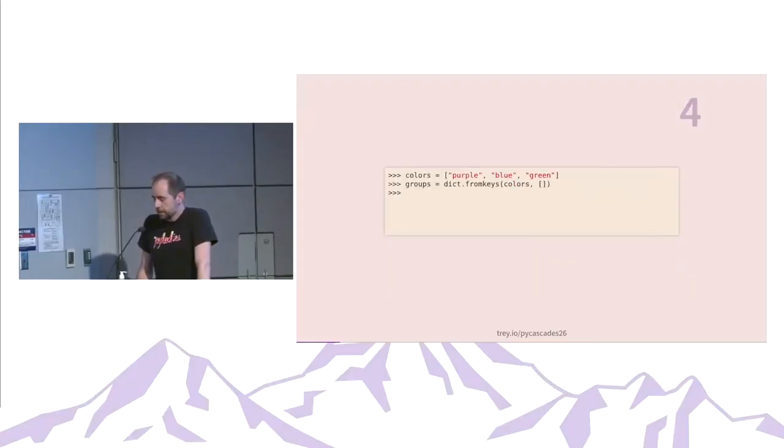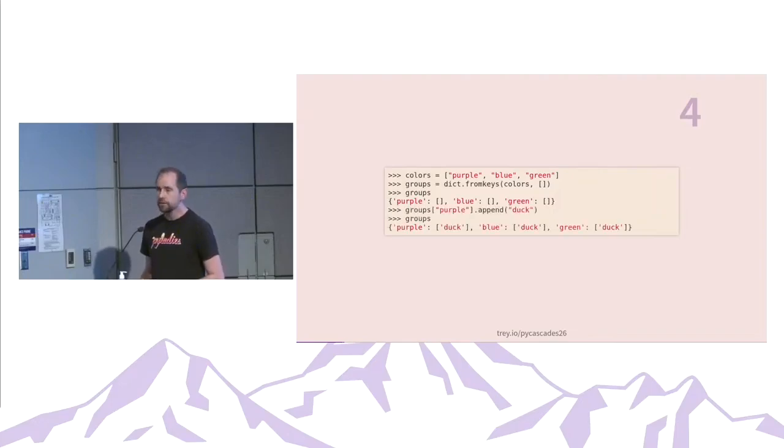Number 4, let's say we have a list of colors that we'd like to be keys in a dictionary. So we use the dictionary from keys method to create a dictionary of lists. If we then add the string duck to one of these lists, every list in this dictionary changes. We tried to change one list, we ended up changing all of them.